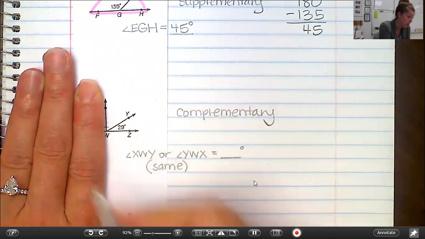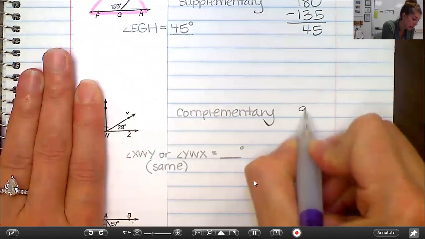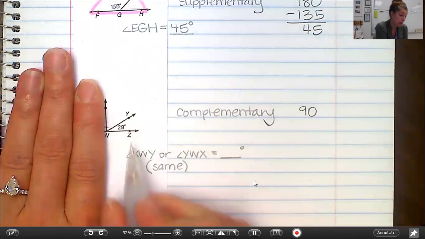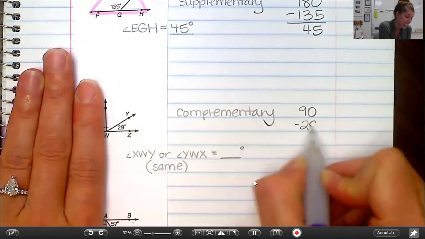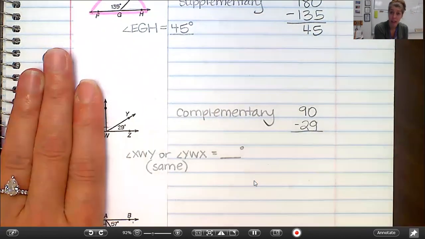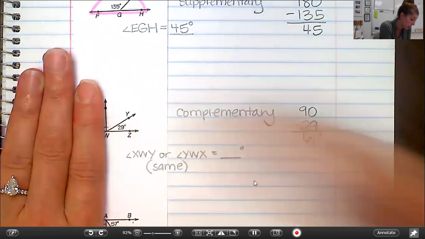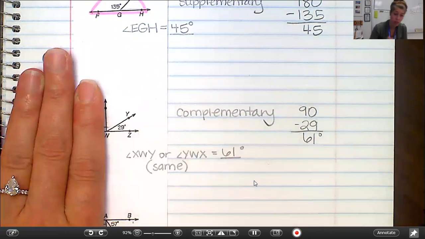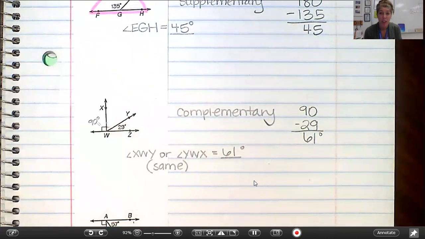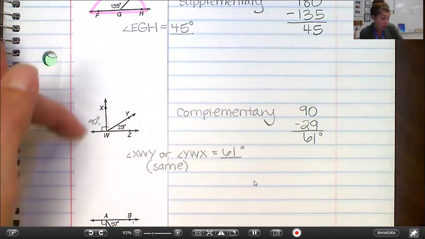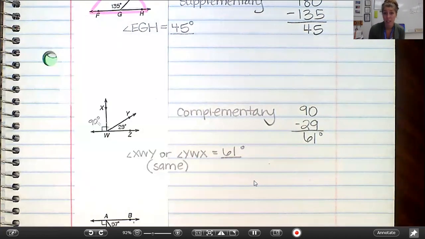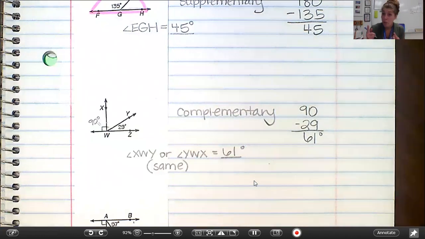So this time I'm going to take 90 degrees. I'm going to subtract 29. And then I'm left with my value of 61 degrees. Okay. Now I've had a student tell me before, like, hey, I thought of all 3 of them as supplementary angles. Is that okay? You're doing more work, but yes, it's okay. So let me show you that.